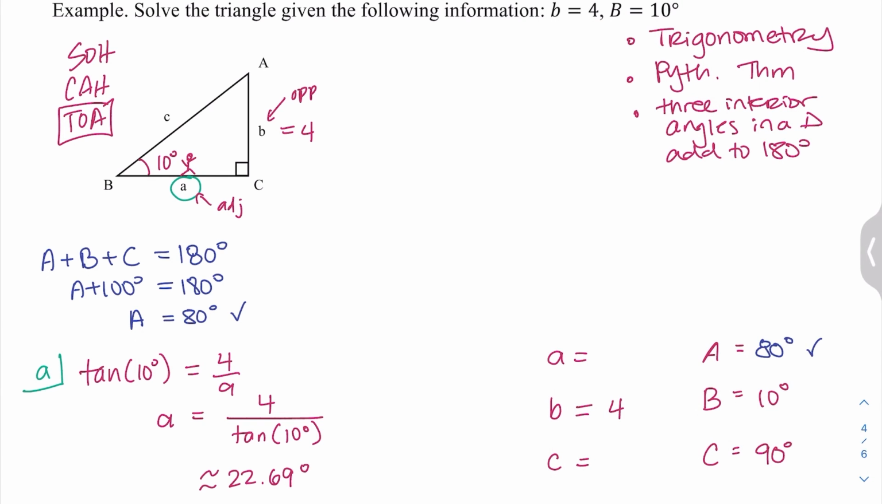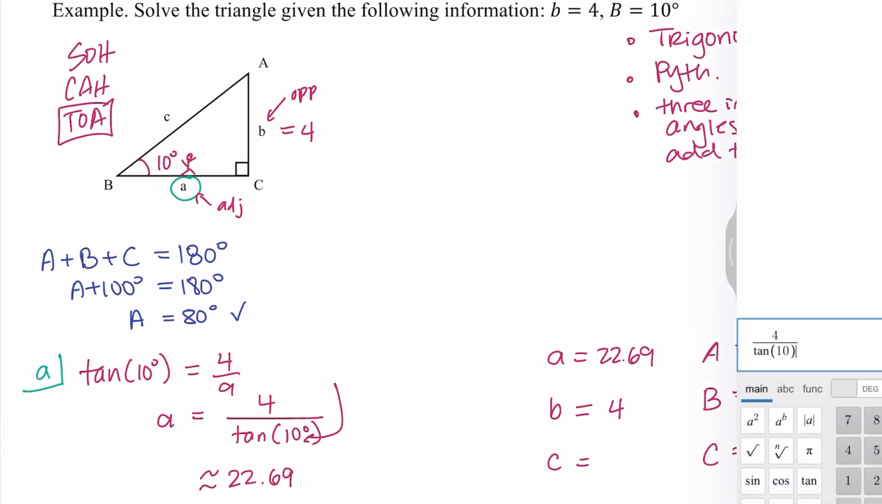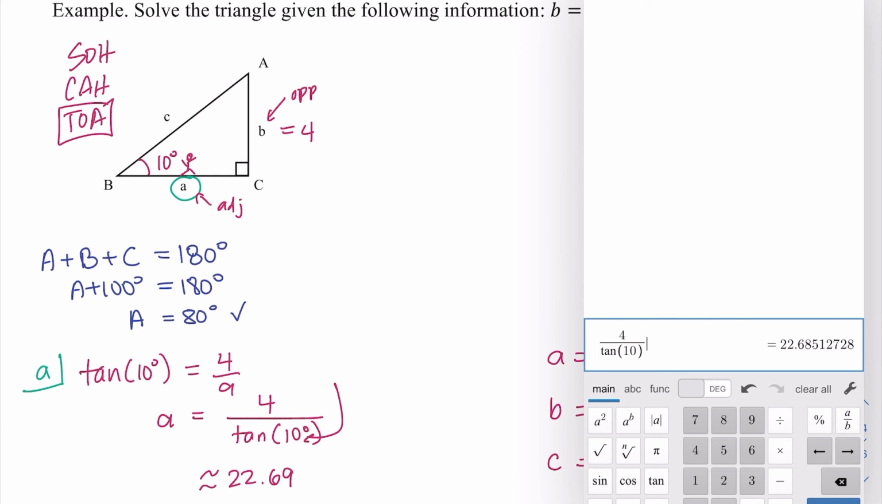Okay, so I have 22.69. Oh, but this isn't degrees, is it? Because this is a side length. All right, so this is 22.69. And I don't have any units, so I can just leave it like that. I still need degree mode though, because I'm putting in 10 here. So let's go back to the calculator. When I plug in 10, since I'm in degree mode, I don't need a degree symbol there because it'll read it as 10 degrees because I'm in degree mode.